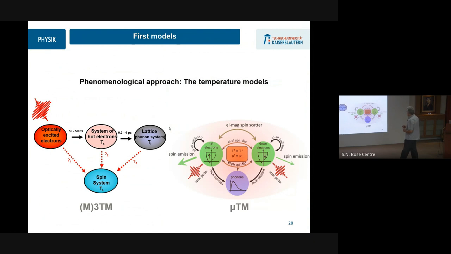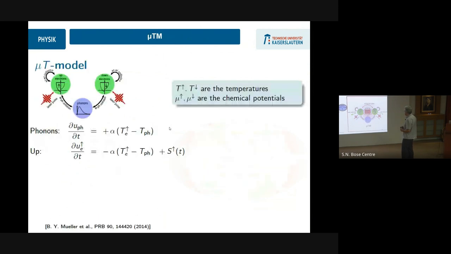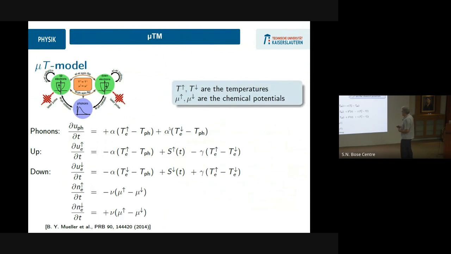Then it was further developed in the group of Bertlmann-Rietveld, which shows not the difference between the temperature of the electron system or the phonon system or the spin system. It's the chemical potential, mu, which is the driving force, the difference. Of course, mu is different for majority and minority electrons. That increased the number of equations a little bit. For certain systems, it's better to use this mu model. Sometimes it's better to use our M3TM model. Okay.